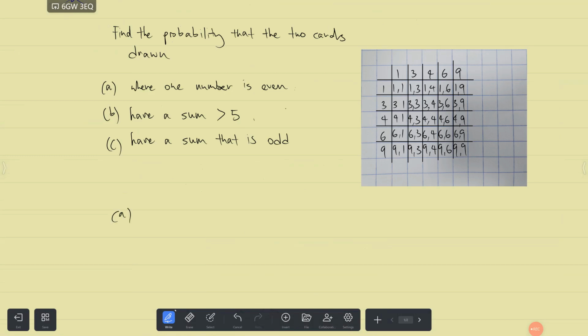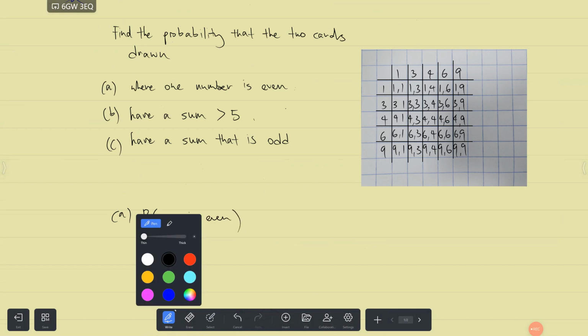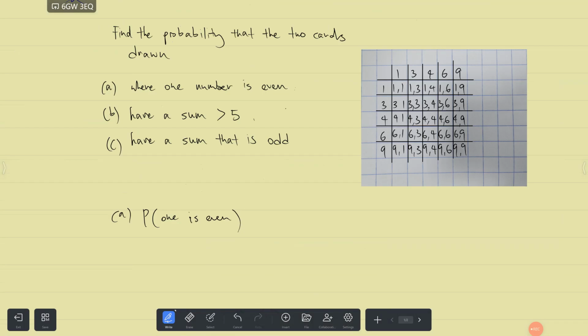So let's start off with our first question, A, the probability where one number is even. We can go to a possibility diagram and take a little marker, and let's try red now, and we're going to put a red circle in the boxes where one number is even. So let's look at it over here. So this is our 4. One of them is even, one of them is even, one of them is even, and so on and so forth.